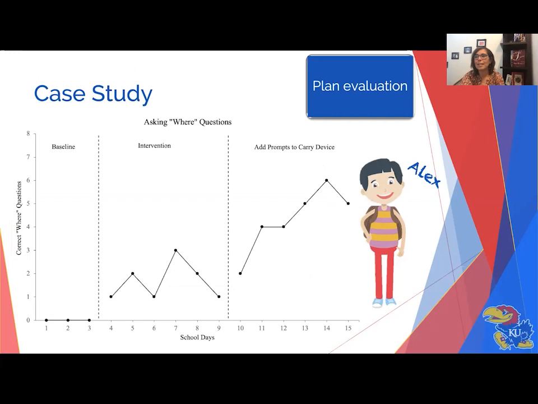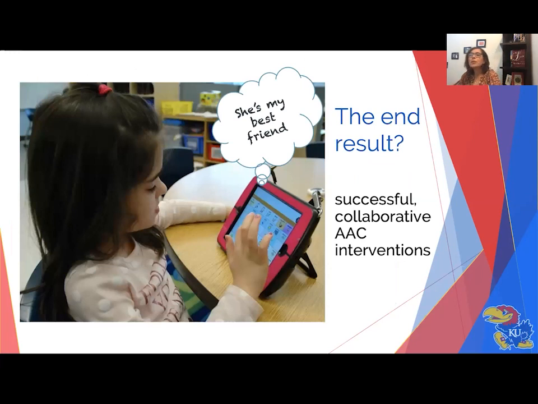And now it looks like that change worked for Alex. And actually, it also looks like he met his IEP goal of 5 correct where questions per day. So hopefully you can see the CBC process helps collaborative AAC teams to succeed, and it also helps students to succeed. The team makes strong program decisions for their students that are directly guided by data. And this AAC system is very happy now.